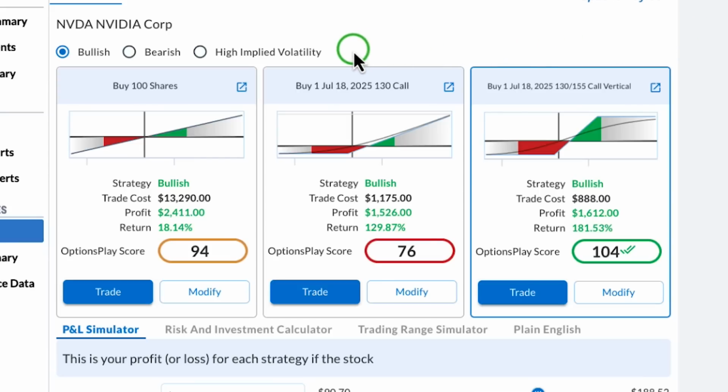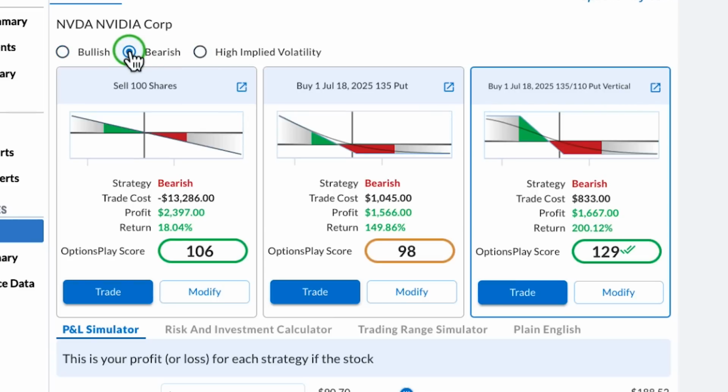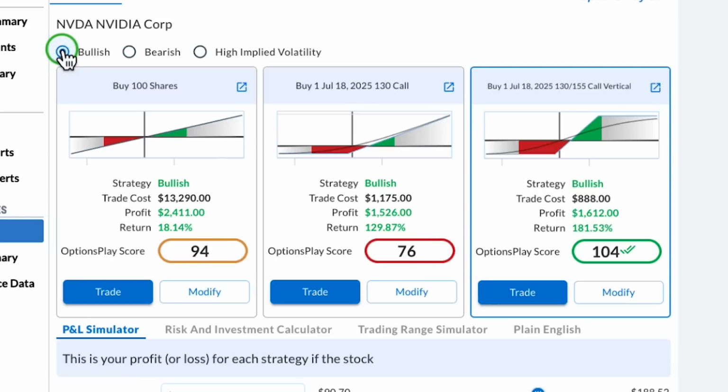So when you talk about going from bullish to bearish, well, we are flipping the strategies because we now want the stock to move lower in order to make a profit, versus in the bullish case, we want strategies that'll make money if the stock goes higher. So that's what we're flipping for.